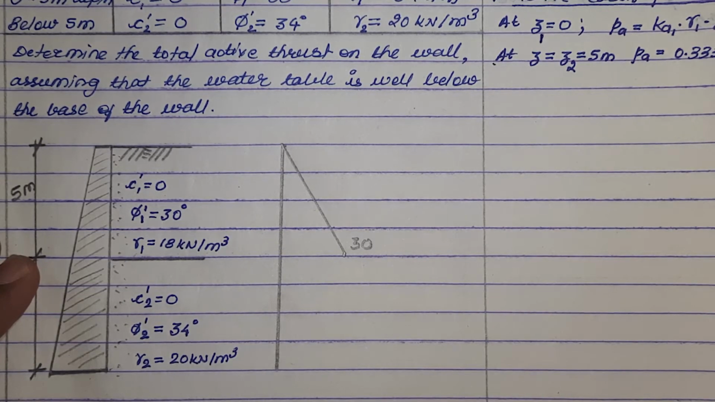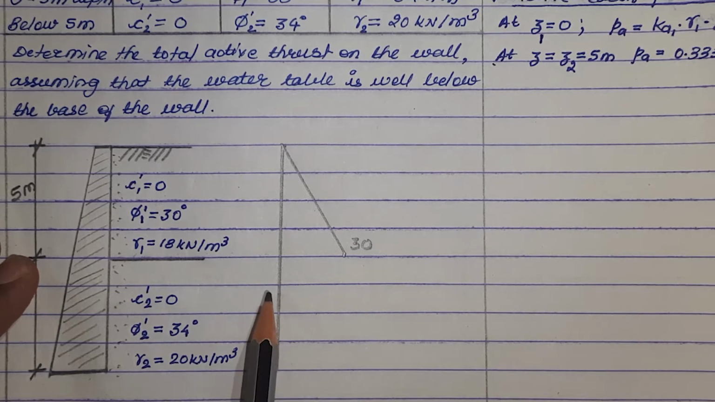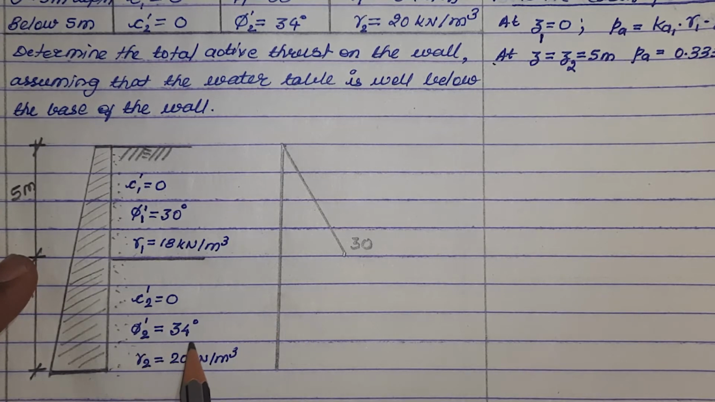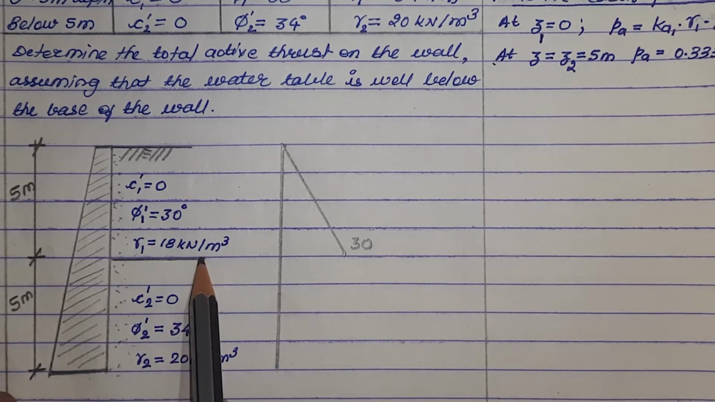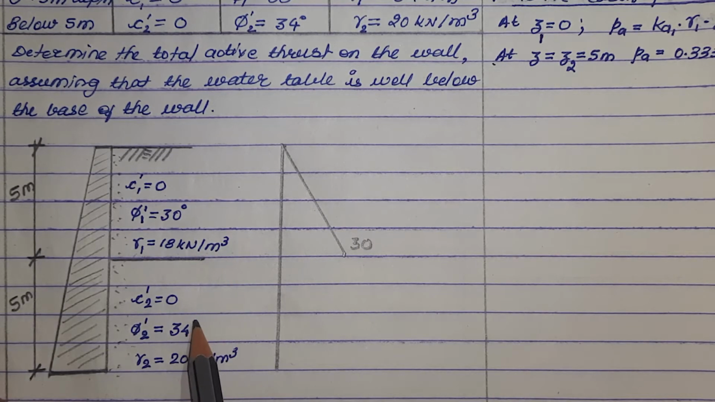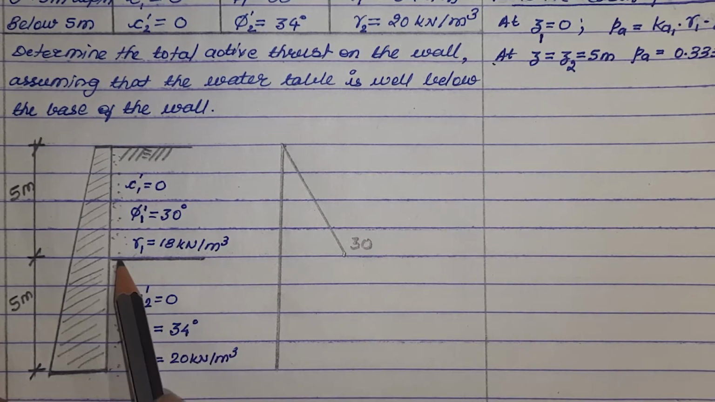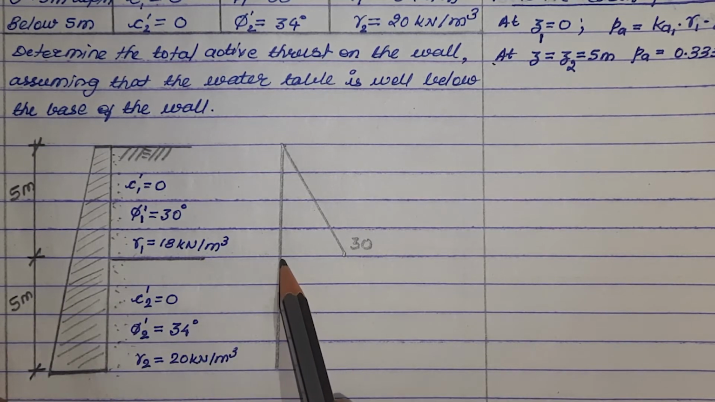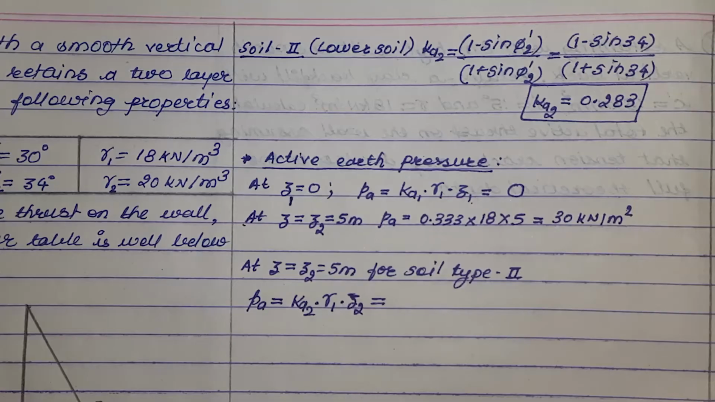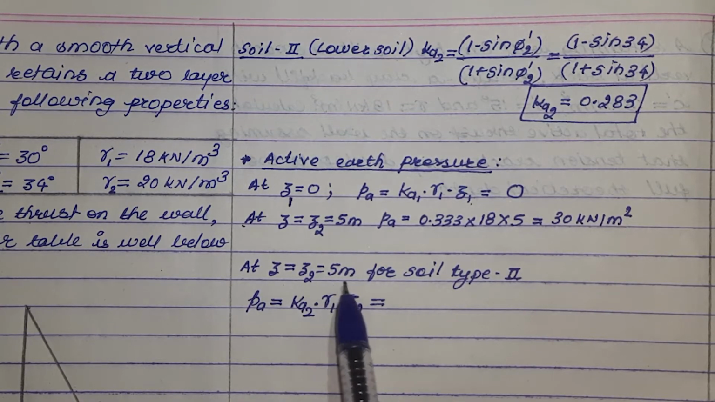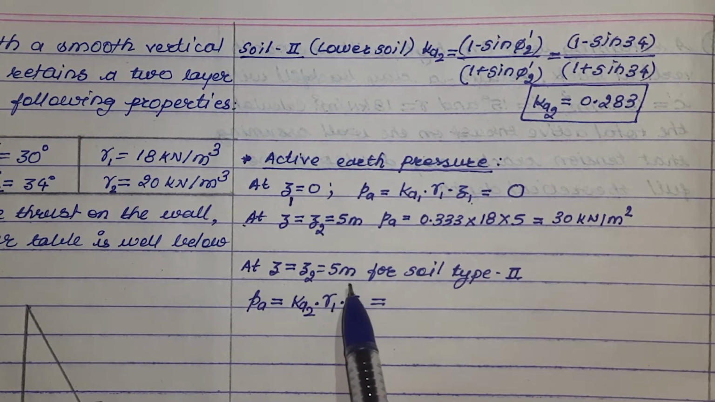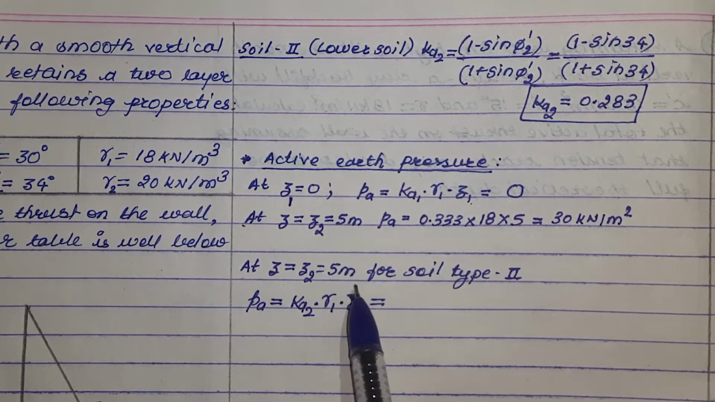Okay, now we will be calculating the effect of this second angle of internal friction on the pressure at this interface. Here there is a change in the type of soil. Therefore, there will be a change in the pressure due to the change in angle of internal friction at this interface. Let us try to calculate that change. Now, at Z equal to Z2, that is 5 meter, but for soil type 2, because this is the depth at which the soil type is changing, we want to find out the active earth pressure.